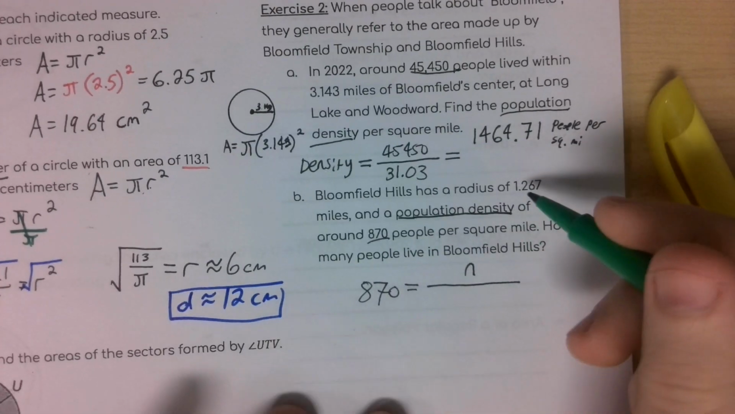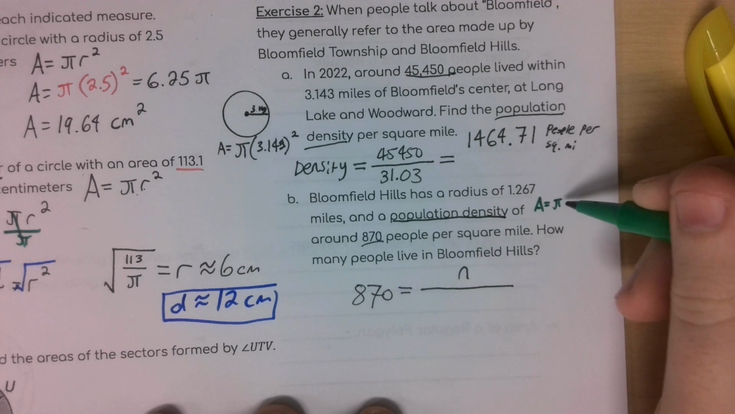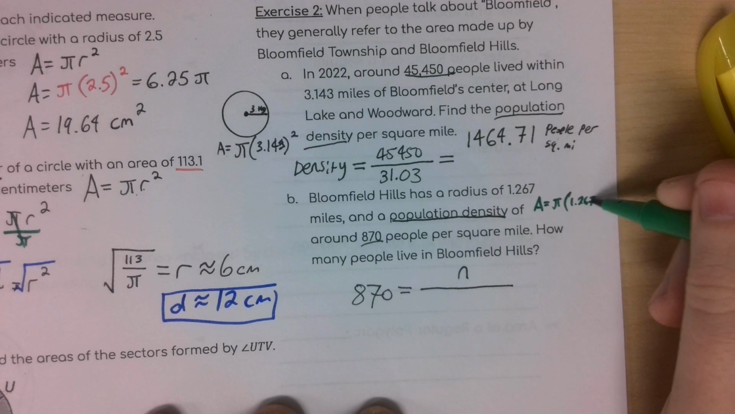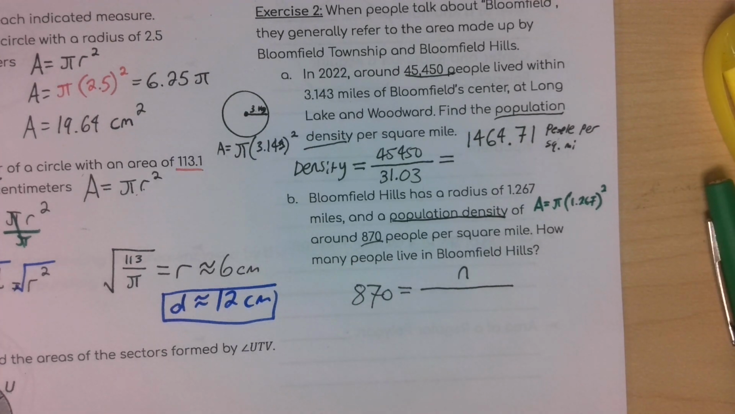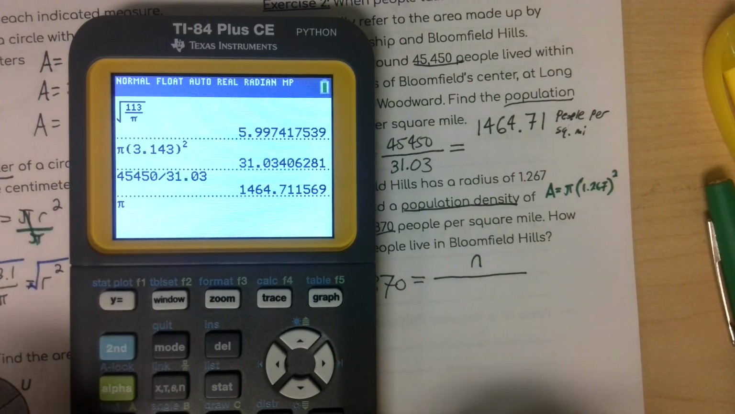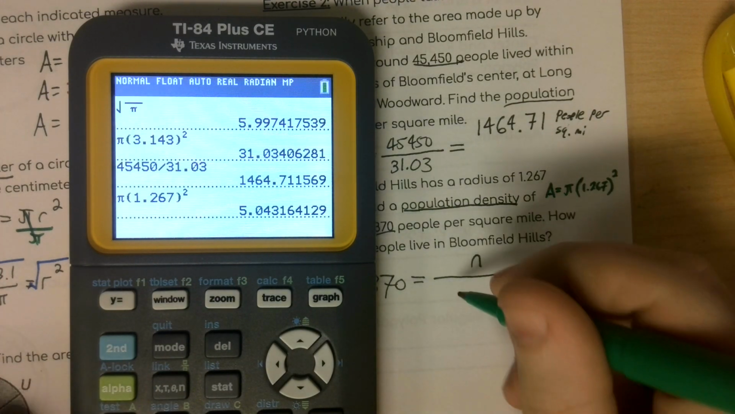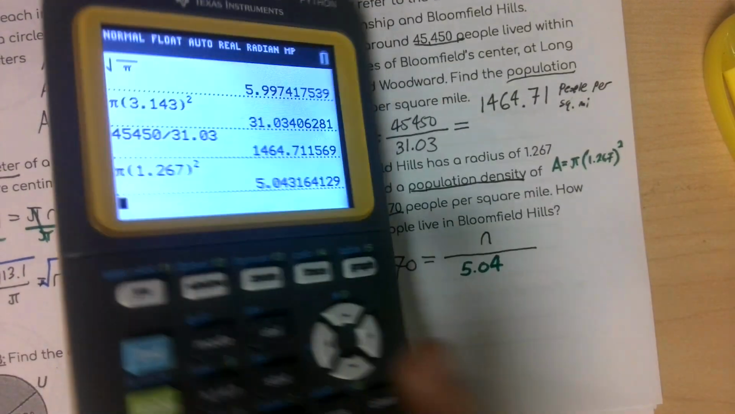Thankfully we got the radius, right? So the area of Bloomfield Hills is going to be pi r squared. Pi times 1.267 squared. If I plug that into my calculator, I end up getting the following. About 5.04 square miles. It is so much smaller than Bloomfield.